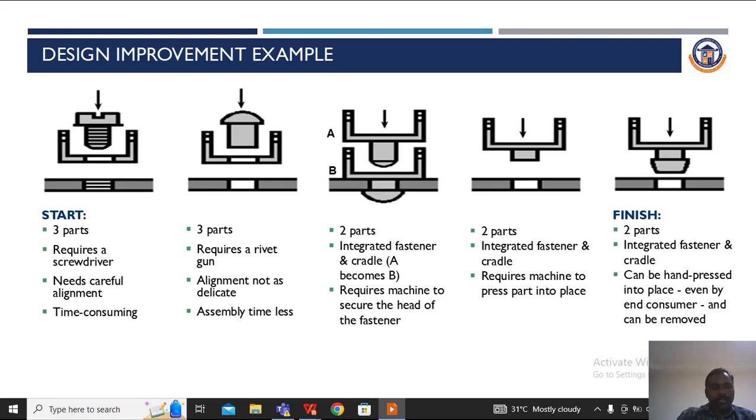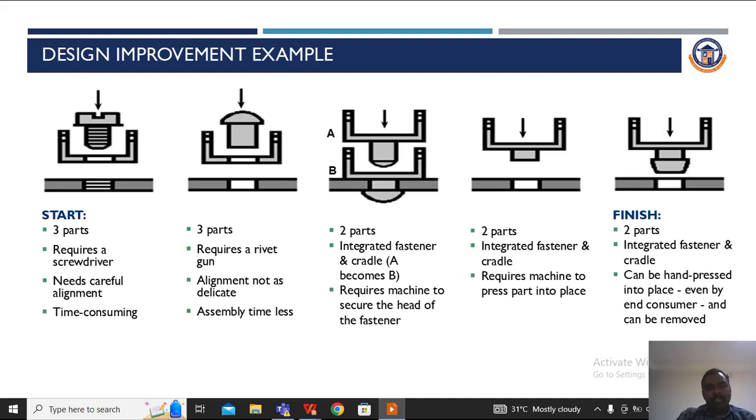First, there will be a case study for several processes. The first case study uses the fastener assembly. For that, we need three parts to join: the fastener, the cup shaped product, and the flat plate. For this we require a screwdriver, careful alignment, and it is a time consuming process. This is the first case.